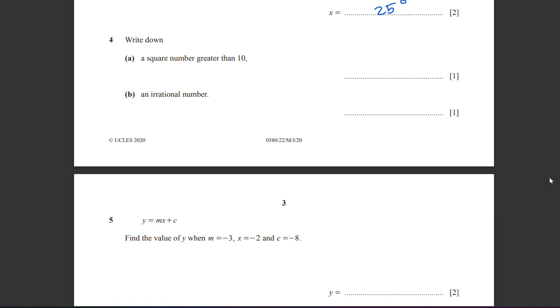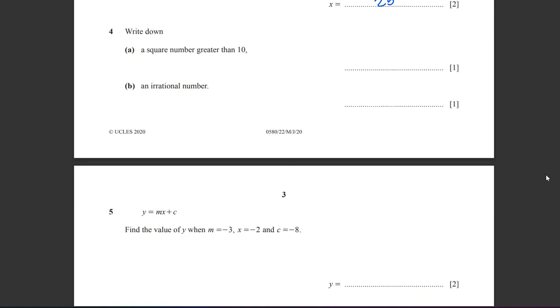Write down a square number greater than 10. What is the meaning of a square number greater than 10? A square number means a squared number, a number that has a square root as an integer. Like what? Like we have root 16, we have 25, we have 36. All of these numbers are square numbers. So I can write any number of these.